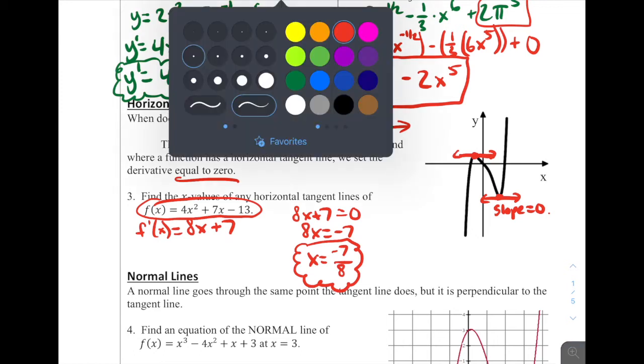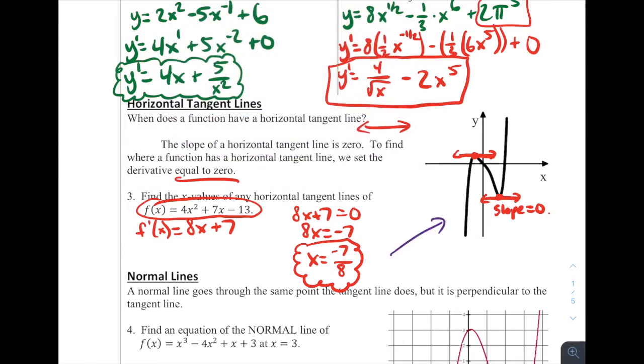Just so you know, this graph is not a graph of this equation. These are unrelated, so I'll just write that, unrelated. They're not the same graph, so don't worry about that.